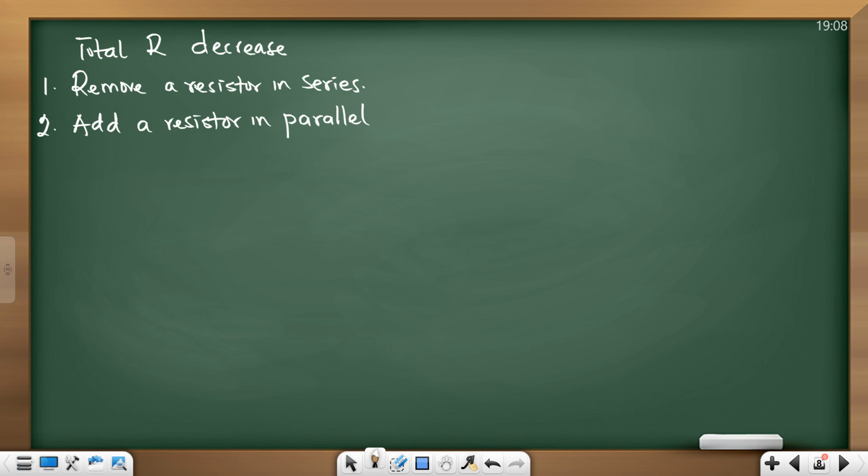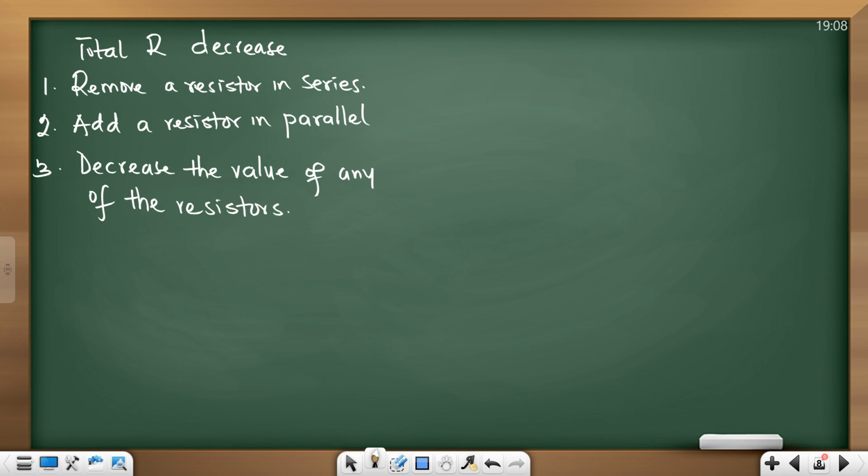Okay, all right. So, what are the things that will decrease your resistance? Number one, if you remove a resistor. Number two, add a resistor in parallel. And number three, take note of point number three: if you decrease the value of any of the resistors. And the opposite, just this with the opposite.